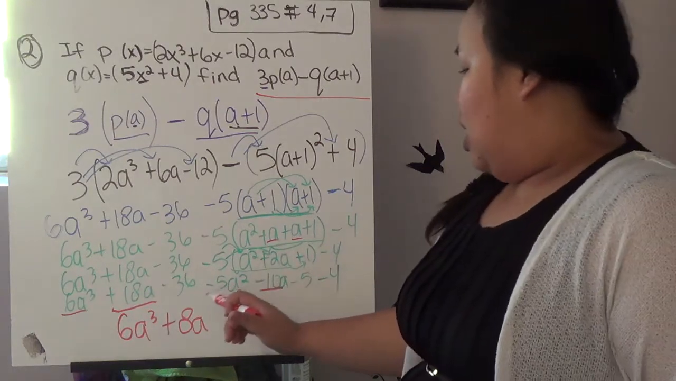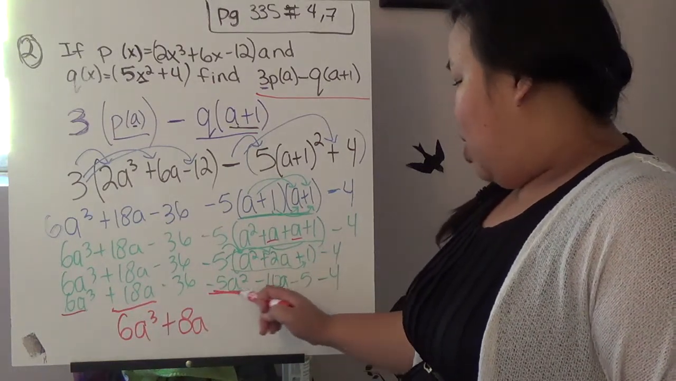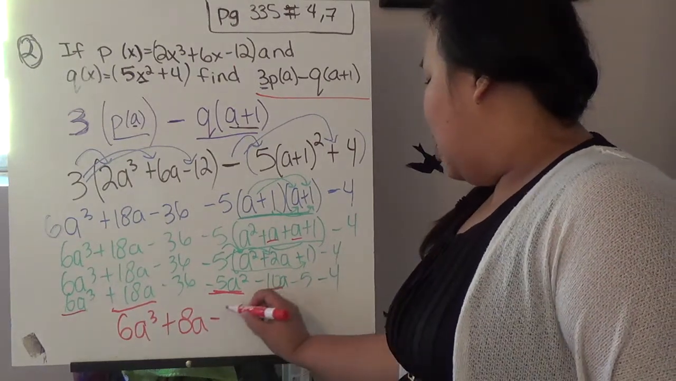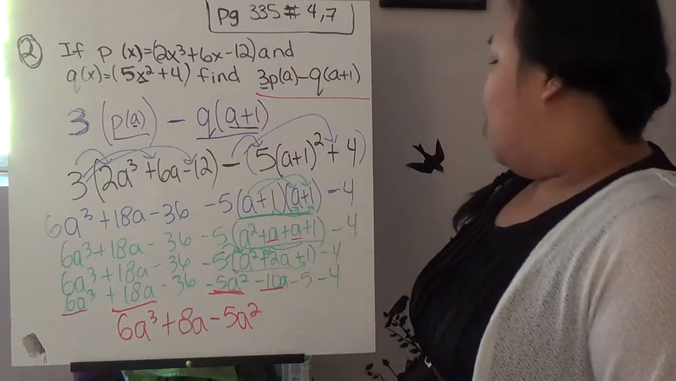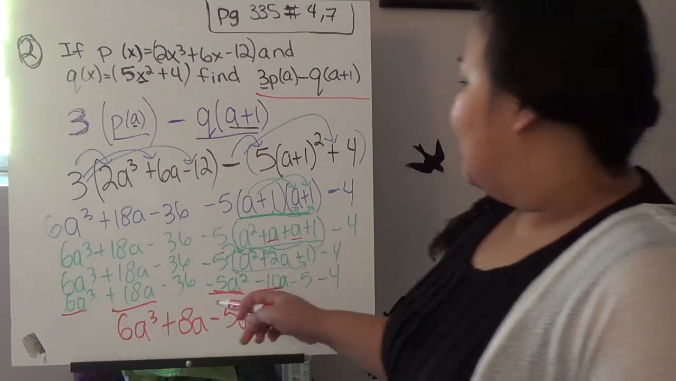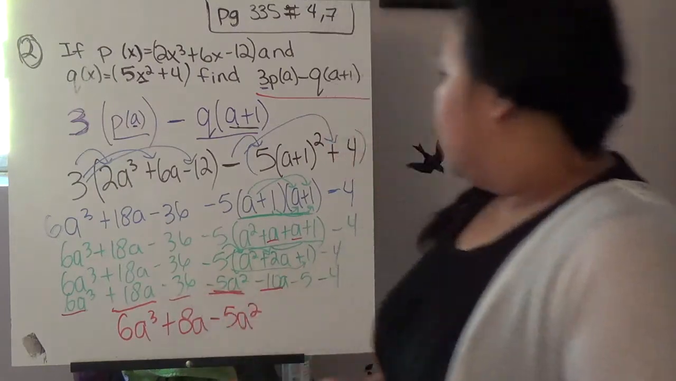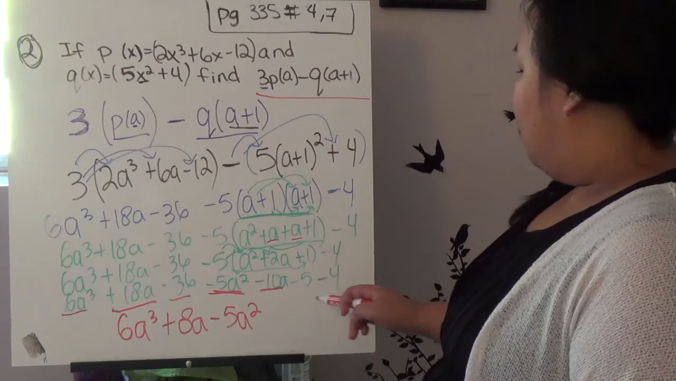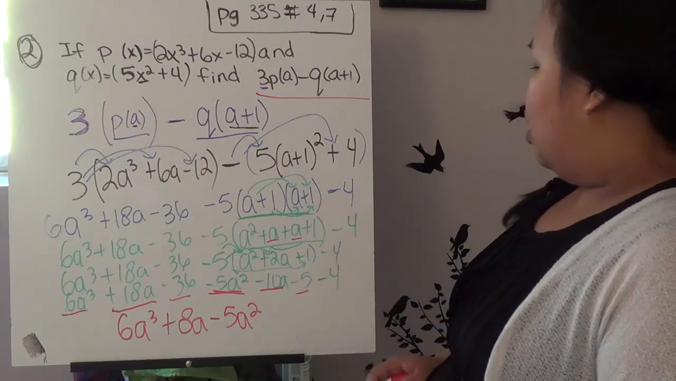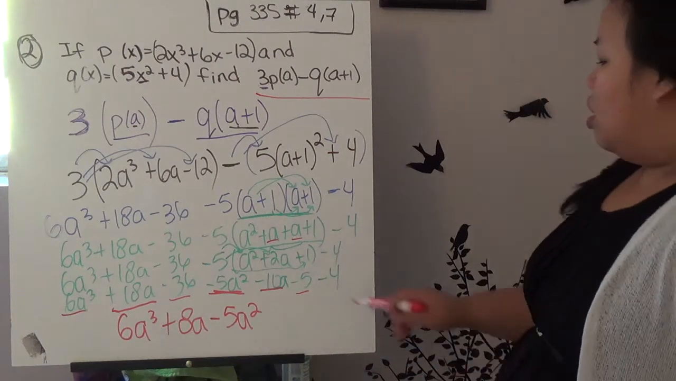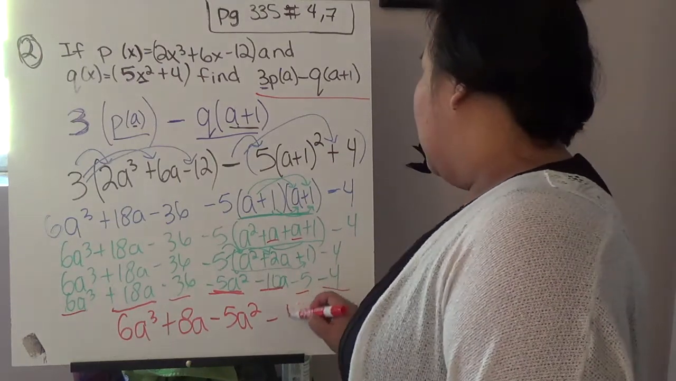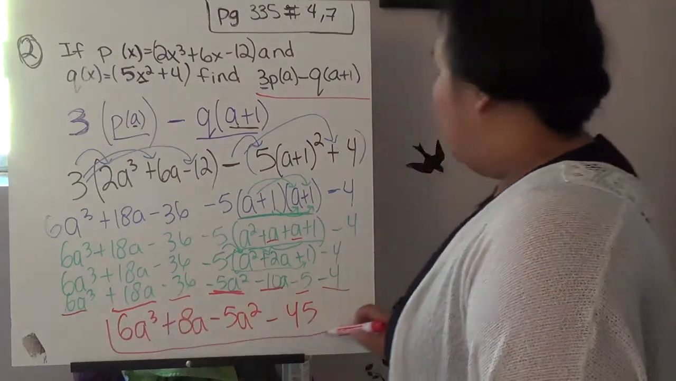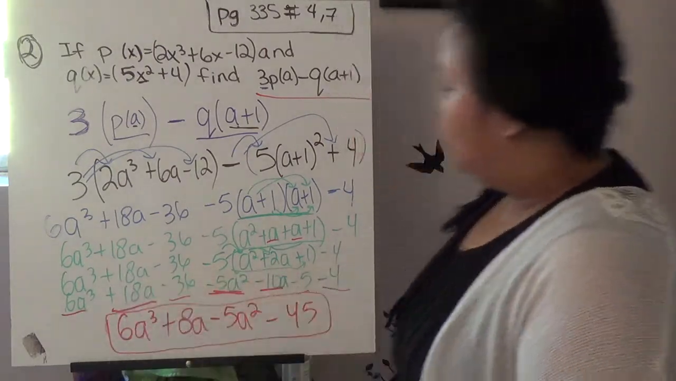Okay? And then here I have -5a squared. I have no other a squared. So I'm going to go ahead and bring that down. And then finally I'm just going to do the last ones. Okay, -36 minus 5 is -41. Minus 4 is -45. And because none of these are like terms anymore, I'm going to go ahead and circle it.